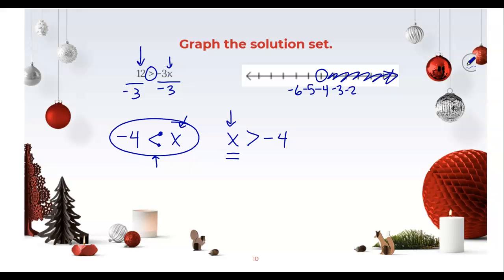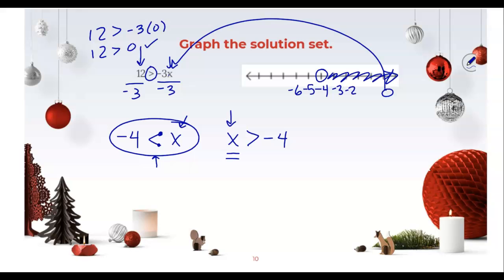All right, let's test a point. I like to test the point 0, and it's up here. So let's plug in 0. 12 is greater than -3 times 0. Is that true? Well, yes, 12 is greater than 0. So we shaded the correct side of that point.